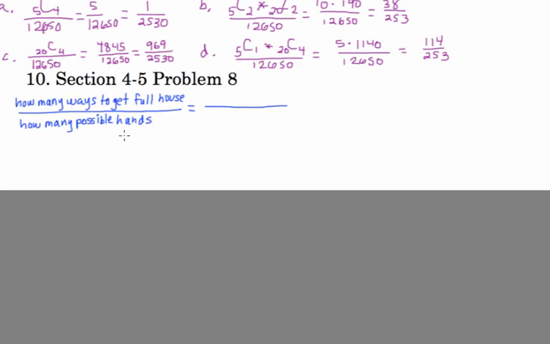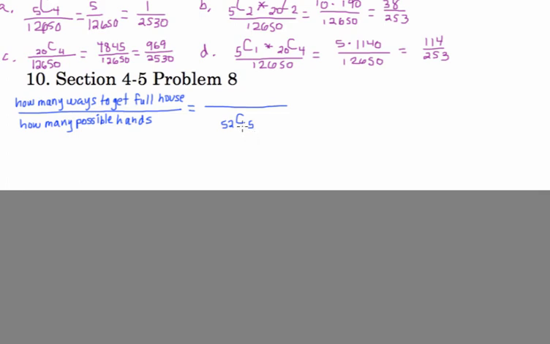Okay, so let's start with the denominator. How many possible hands are there in poker? Well, in a hand, you can't have any repeats. You don't repeat what card you get, and order doesn't really matter because you can switch around the order of your hand however you want. So that's going to be a combination, and there's 52 cards to choose from, and you are picking out 5 of them. So 52C5, that's going to be your total number of possible poker hands.